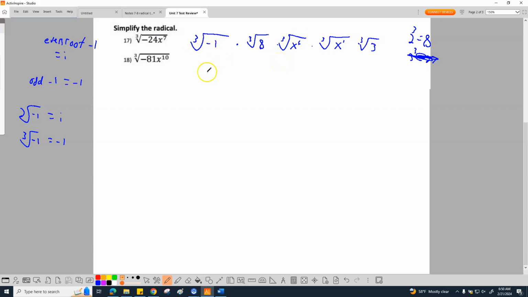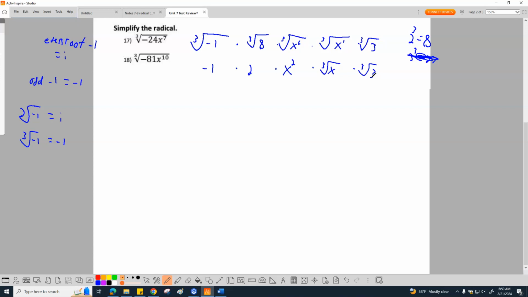The cube root of -1 is -1. The cube root of 8 is 2. The cube root of x to the 6th, you take this number 6 and divide by this number, you get x squared and the house disappears. Now if this number is smaller than this number, that means it's stuck. So this is stuck inside there. And then the cube root of 3 is a decimal number, so you get to just keep it like this.